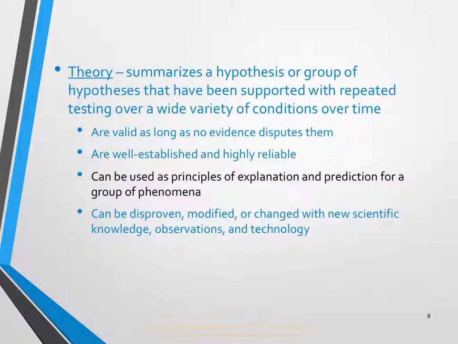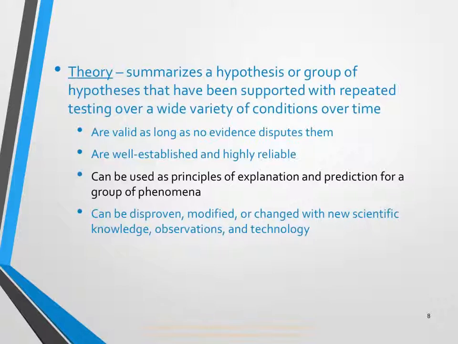Okay, so we talked about a hypothesis. Now let's talk about a theory. A theory is pretty much a summarization of a single hypothesis or a group of hypotheses, all of which have been supported with repeated testing over a variety of conditions, done several times. So you had a thought, you've put all your thoughts together, you've tested your thoughts in lots of different ways over and over again, and now you're making a conclusion based on what you've seen, based on what your experiment has told you. If it happens the same way constantly, we consider that a theory.